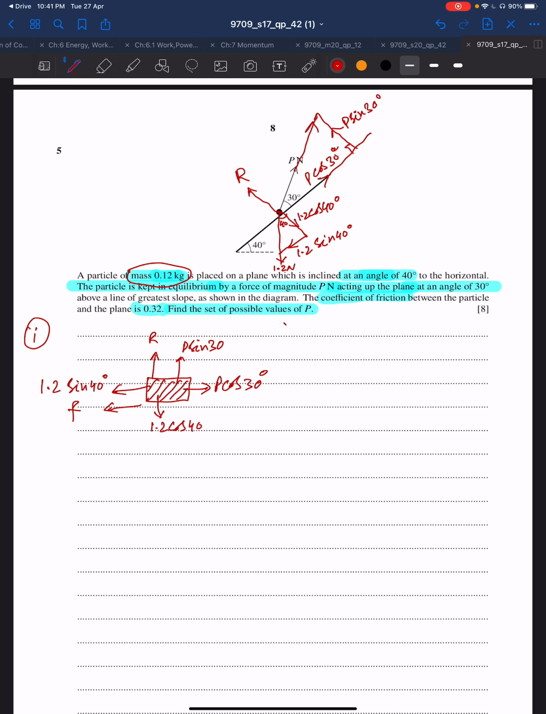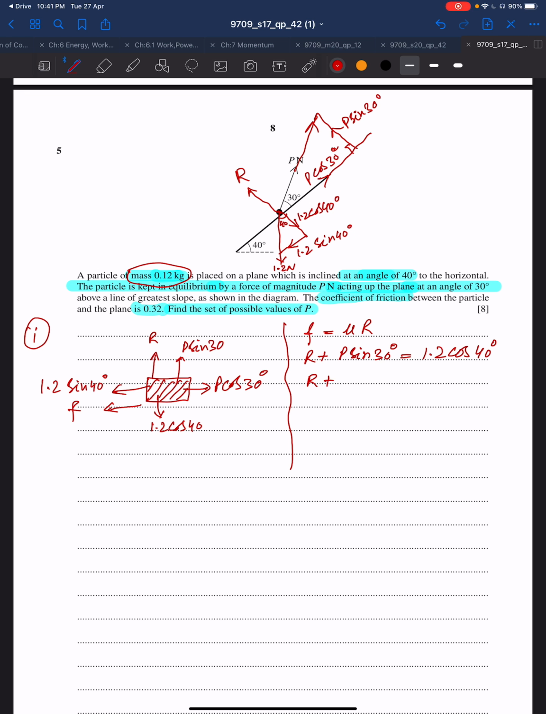So what is friction equal to? This friction F is equal to mu R. What is R equal to? We have to find out R. R plus P sine of 30 is equal to 1.2 cos of 40 degrees, right? So sine of 30 is 0.5.